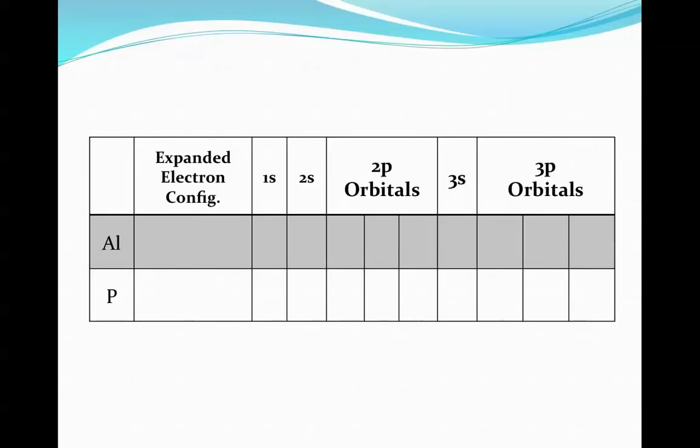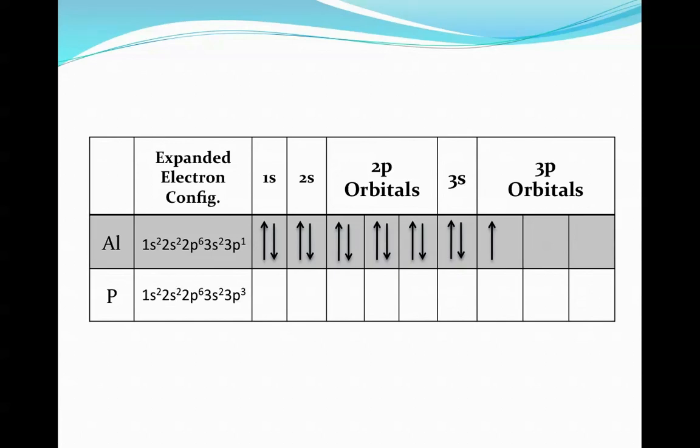Here we have a little bit bigger configurations. For aluminum, we're going to quickly fill the beginning orbitals, 1s, 2s, 2p, because we've demonstrated that on the earlier slide. Then as we move on, 3s2 has 2 electrons, and we're going to fill those with opposite spins. And then for 3p, the 1 electron is going to go in the first 3p orbital. For phosphorus, we're going to put the 2 electrons in the 3s orbital. And then 3p has 3 electrons, again making sure that we put them in single orbitals first before doing any pairing.